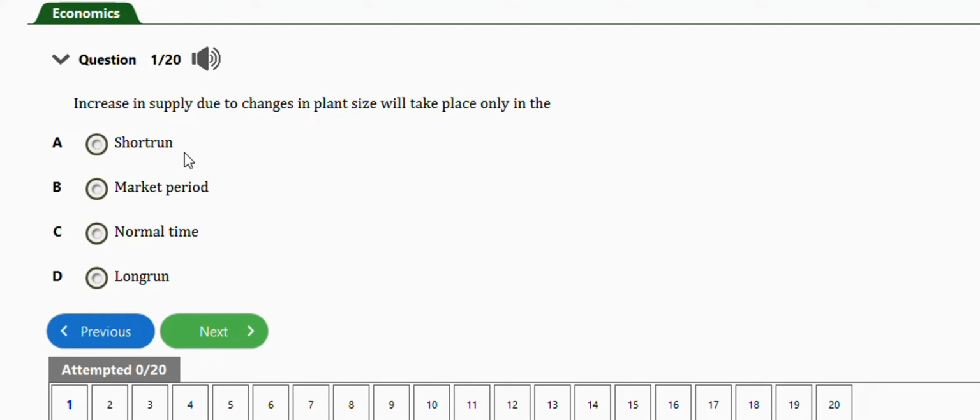only in the real short run, market period, normal time, long run. So guys, the right answer to this question is option D, which is long run.